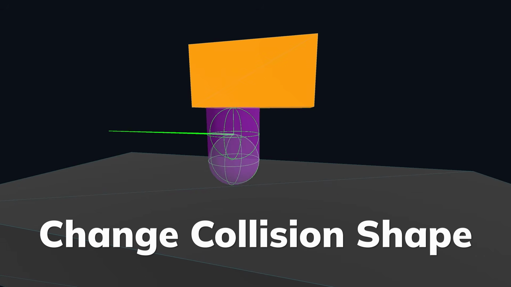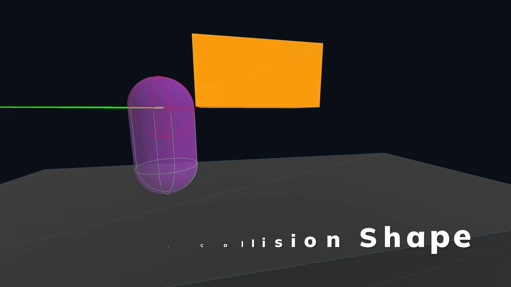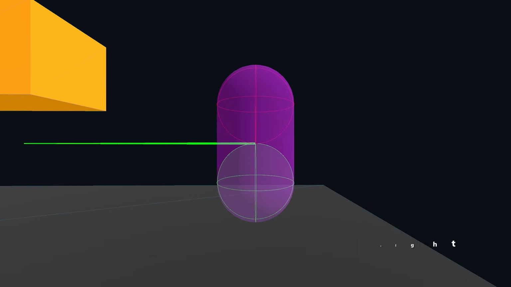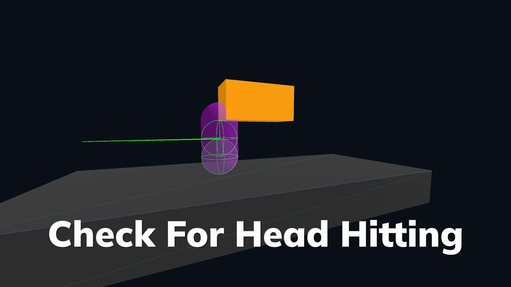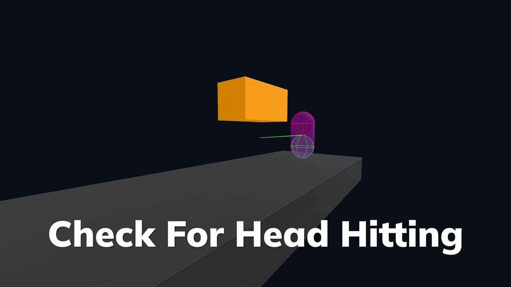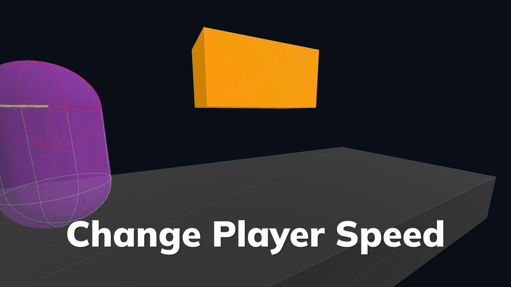To make our player actually crouch, we're going to need 4 things. 1, change our collision shape to match a crouched height. 2, change the height of the camera. 3, check if the player is going to hit their head if they uncrouch, then wait till they won't. And 4, change our player's speed.